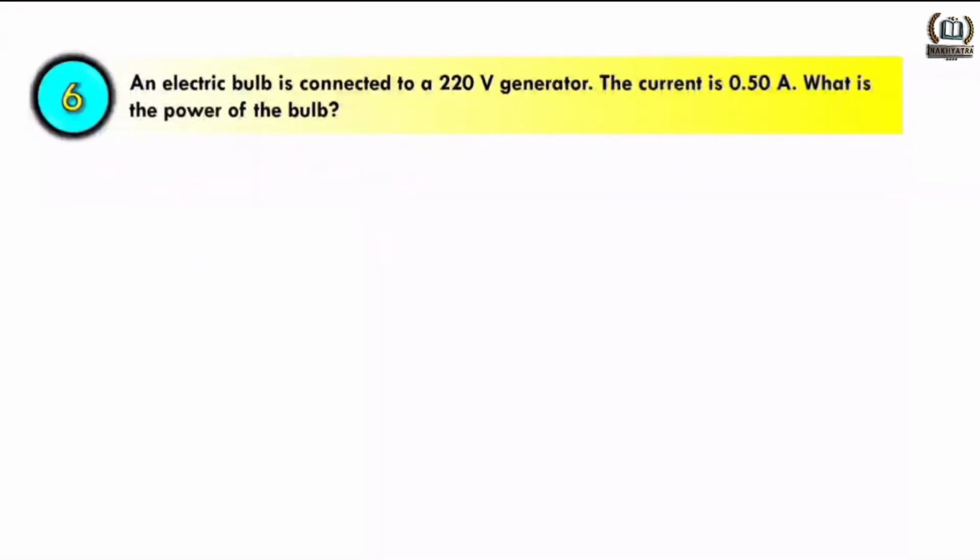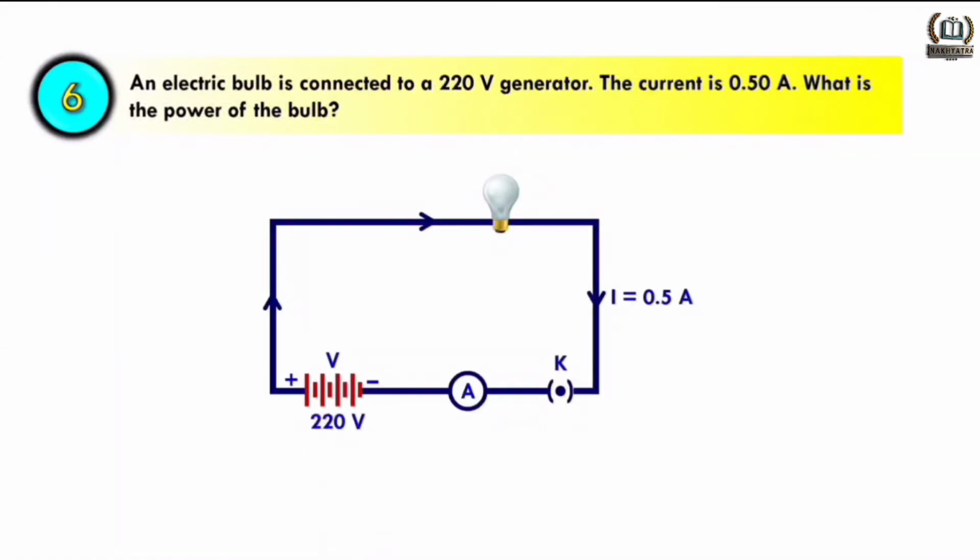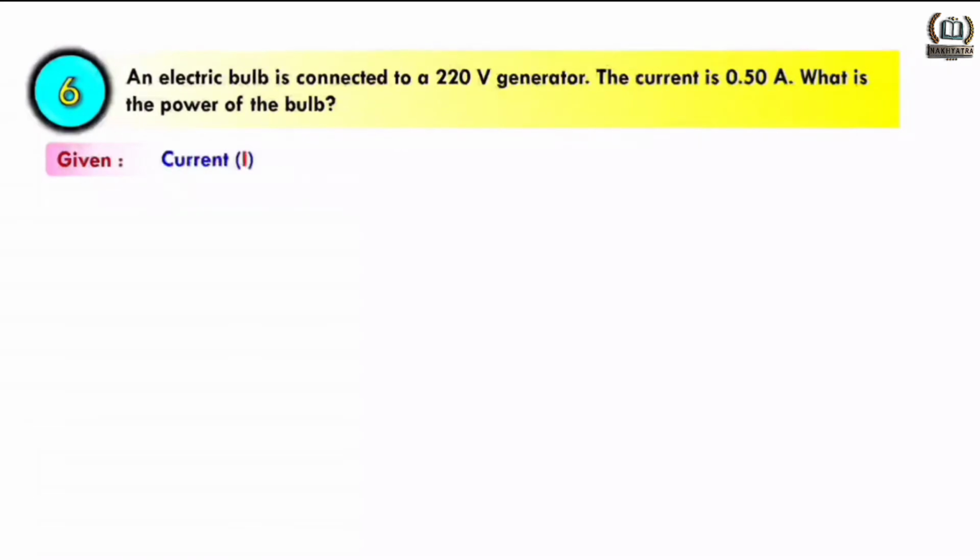The current is 0.5 ampere. What is the power of the bulb? We have to find out the power of the bulb. The potential difference is 220 volt, the current is 0.5 ampere. Now write the given values: current is 0.5 ampere, the potential difference V equal to 220 volt. We have to find out the power.